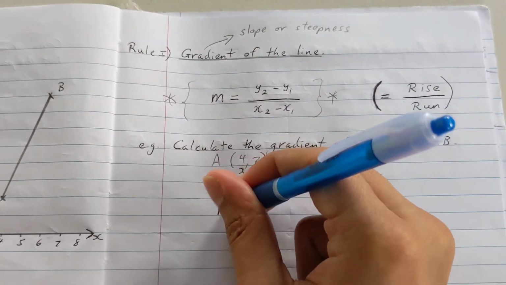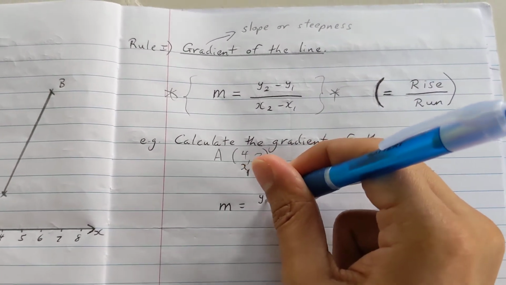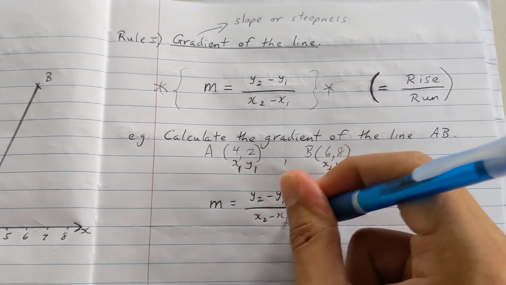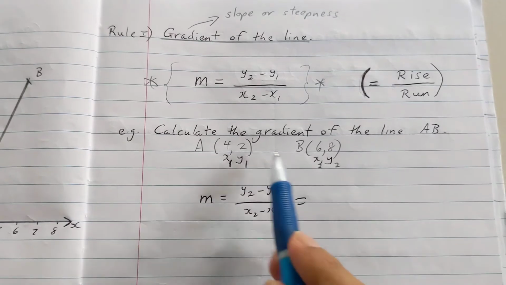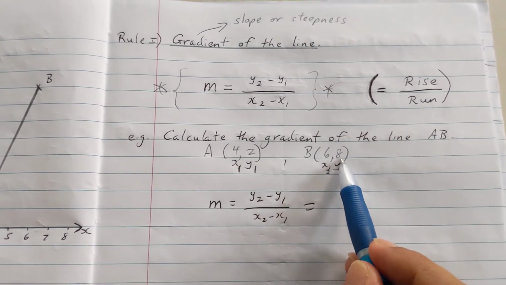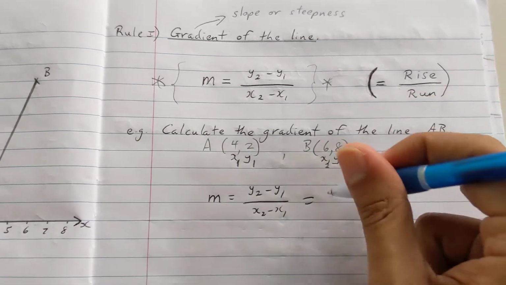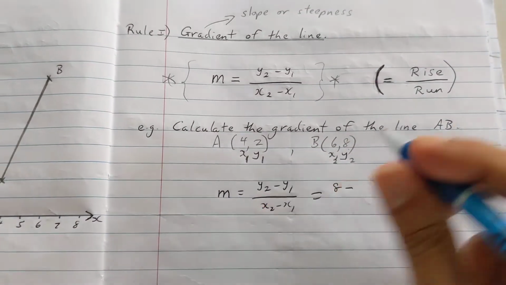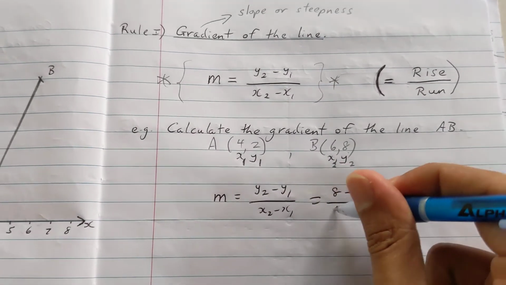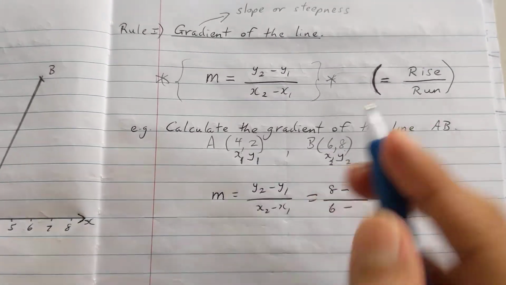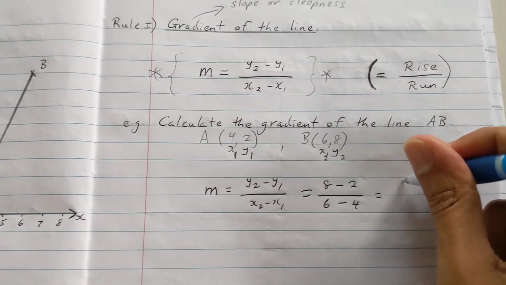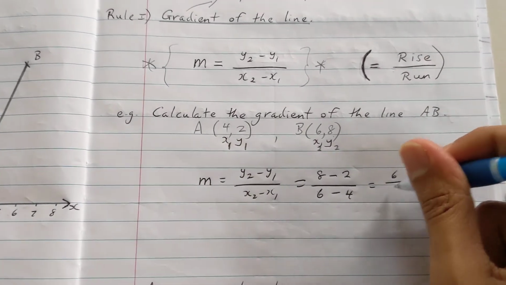So if I want the gradient of that line, again, I just write back the formula, y2 minus y1 over x2 minus x1. So I'm pairing up the two y values and subtracting them. So you realize it's not these two together. It's y2 minus y1. So looking at y2 is 8 minus y1 is 2, all over x2 is 6 minus x1 is 4, and then I work it out just like I work out a fraction. I work out my top first. 8 minus 2 is 6. 6 minus 4 is 2.